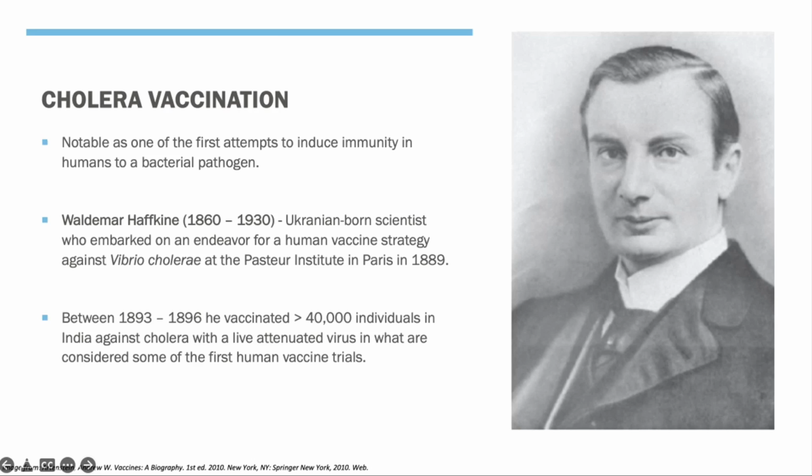Waldemar Haffkine was a Ukrainian-born scientist whose efforts with a vaccine against cholera became very famous, primarily related to his trials in India with the vaccine. These are widely considered to be some of the first human vaccine trials. With cholera in the late 1800s, he vaccinated over 40,000 individuals with very successful results.